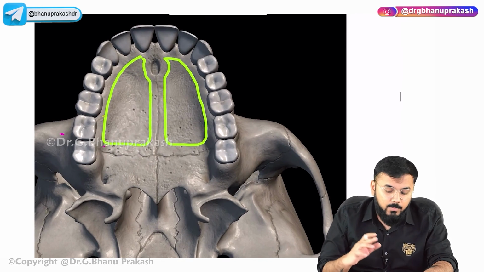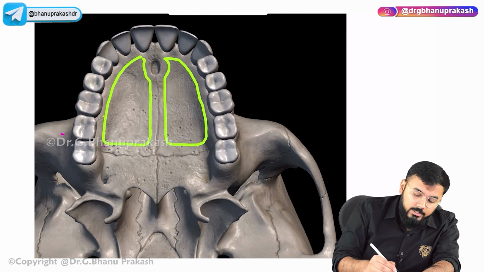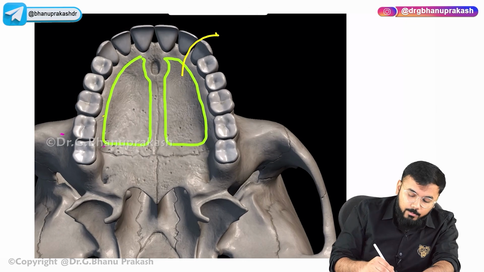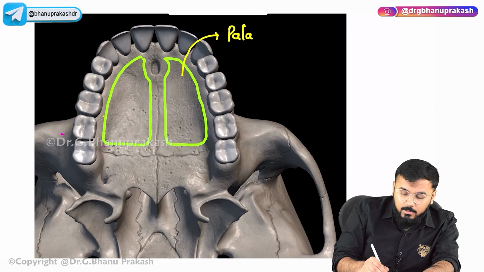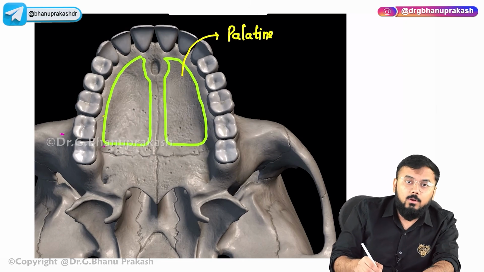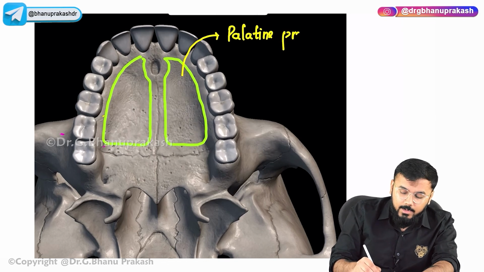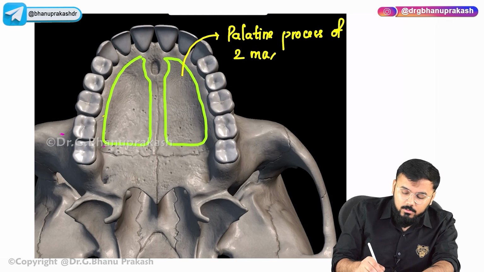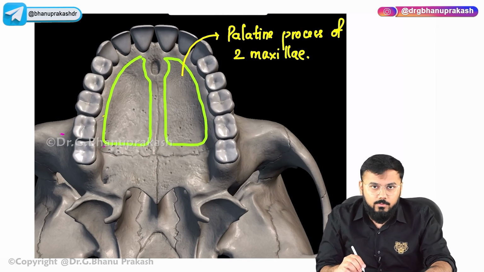So in the maxilla, this part is a hard palate. These two structures over here are called the palatine processes. How many are there? Two. These are called the palatine processes of the two maxillae. Palatine processes of the two maxillae over here.